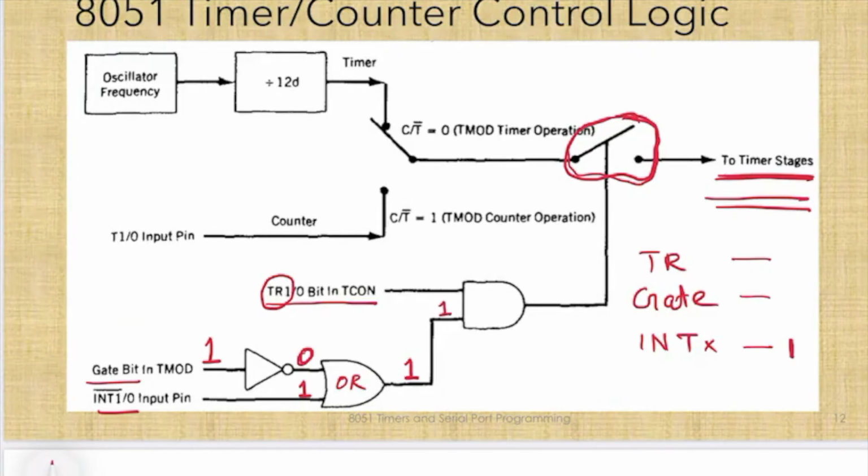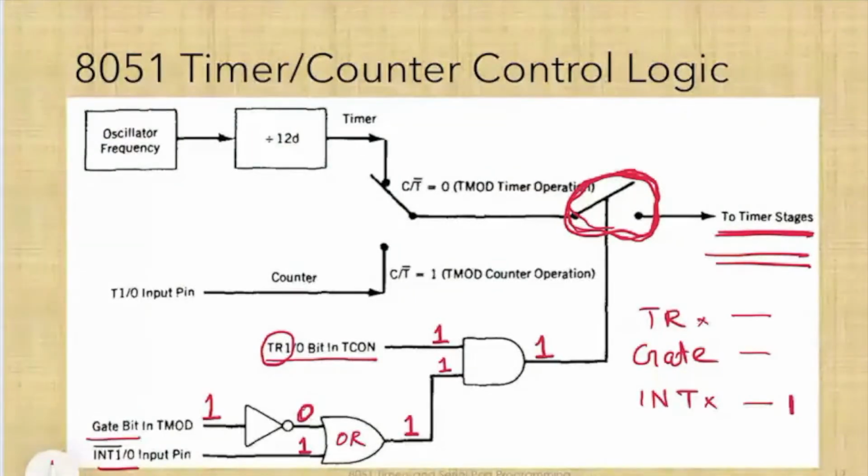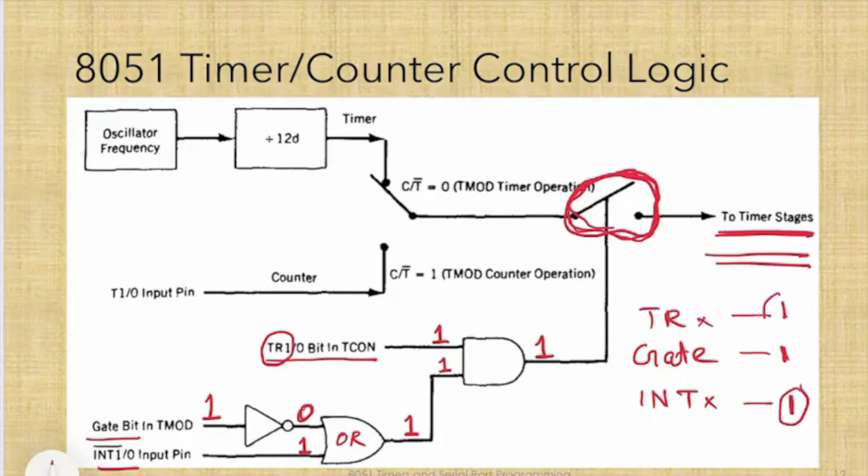Now for this gate control, the master control of this gate, for this to be 1, what is the one more condition? That is, this input also should be 1, or TR also should be 1. So that means if gate is 1, then both INTX and TR should be 1 in order to start the timer or counter operation. So it is basically a controlled signal to start the timing or counting operation. So that's the first part.